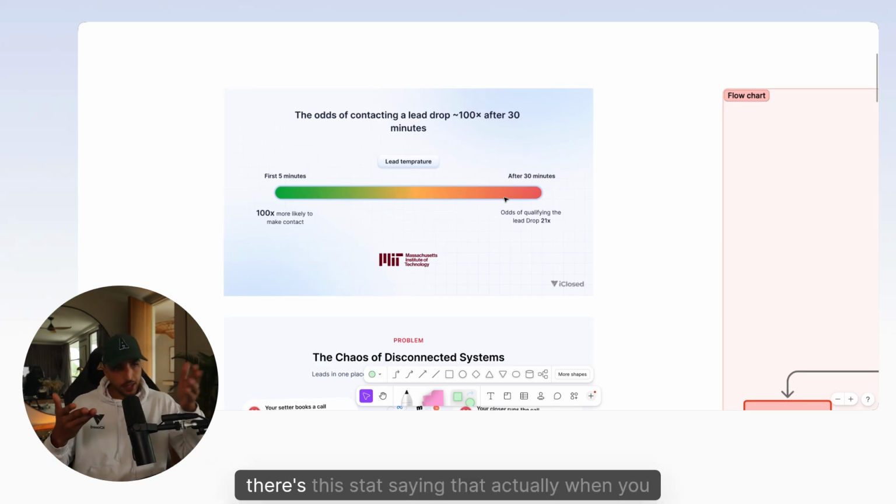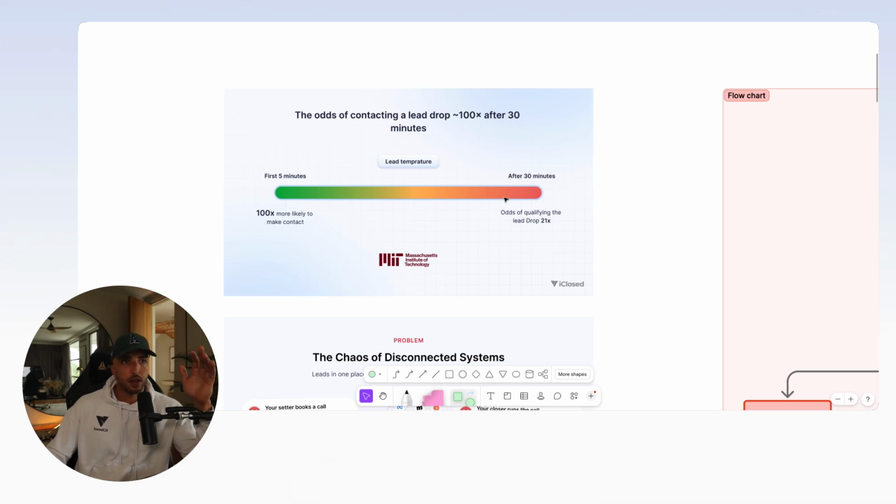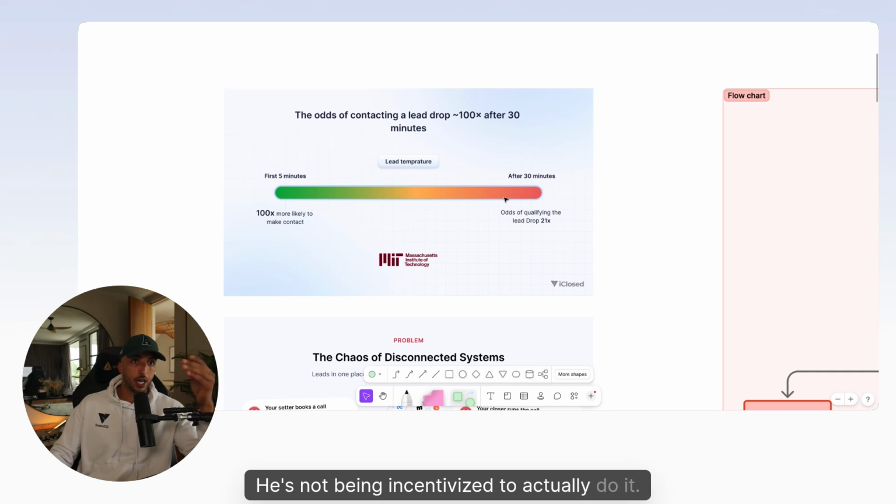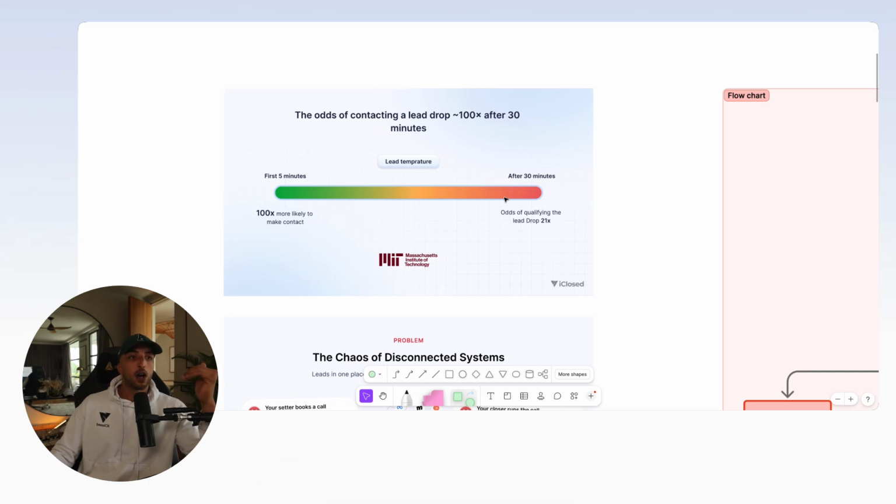There's this stat saying that when you call the leads within the first 5 minutes, you increase your chances of converting this lead by 100 times. Not 100%, 100 times. That's a lot. So if your appointment setter knows that, and he's not calling the lead, there are two reasons. Either he's not being incentivized to actually do it. I suggest you pay him based on the calls that he confirmed and that end up being closed. So that's a good one.